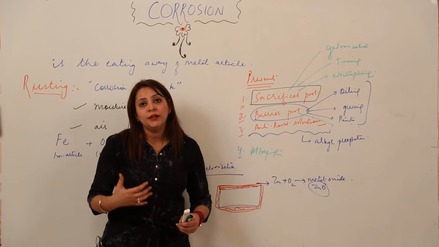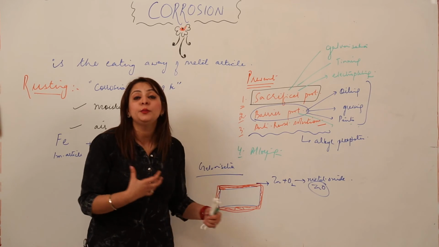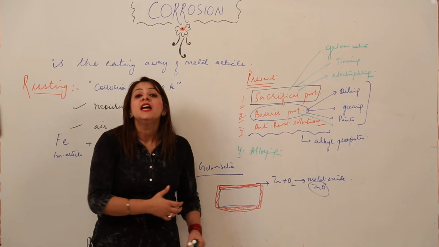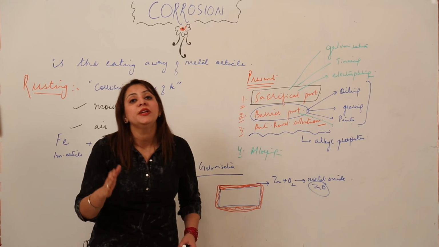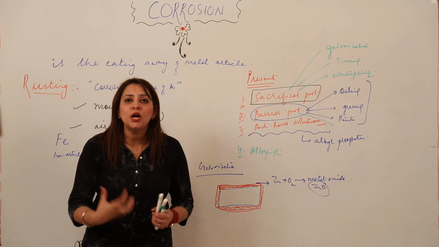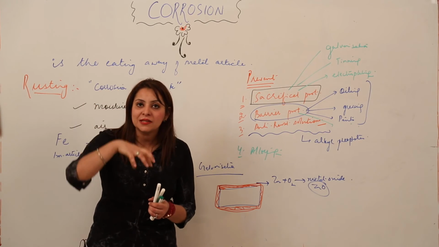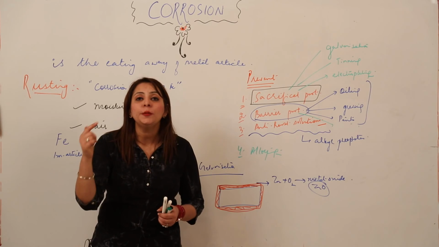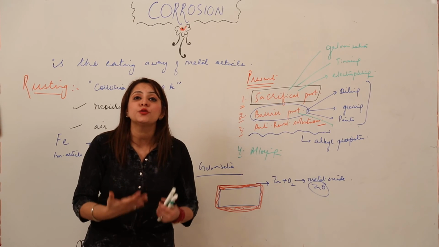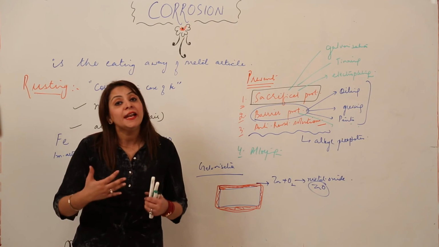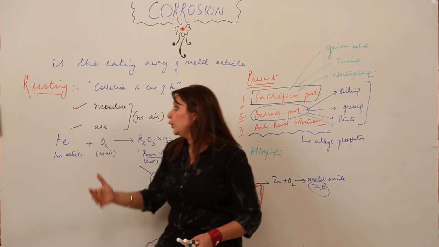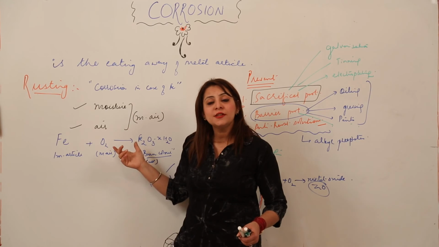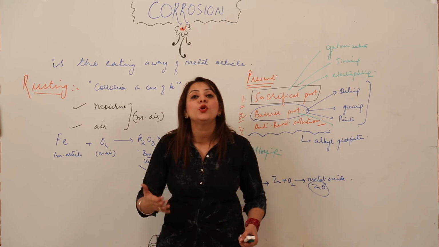What happens to this zinc oxide, or how does it prevent the rusting? This zinc oxide layer is impermeable to gases. That means it does not allow the moisture to pass inside, and if the moisture does not pass inside, how is it going to come in contact with the iron article? And if the iron article does not come in contact with the oxygen, which, as I have told you, is a necessary condition for rusting, the rusting won't take place.